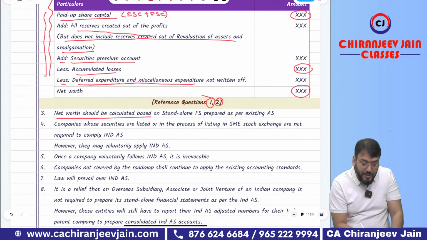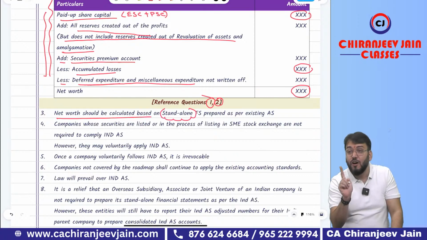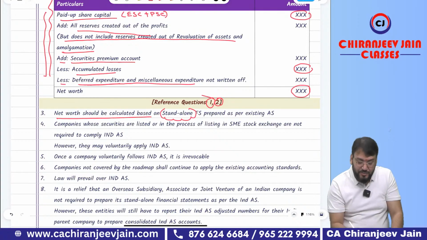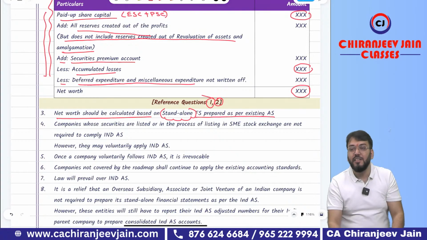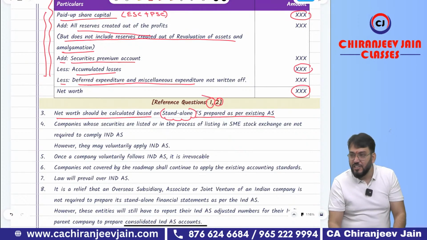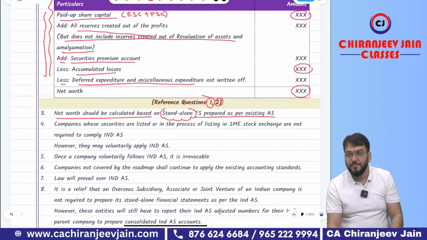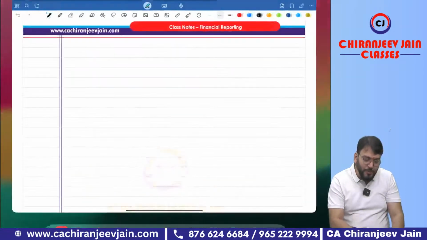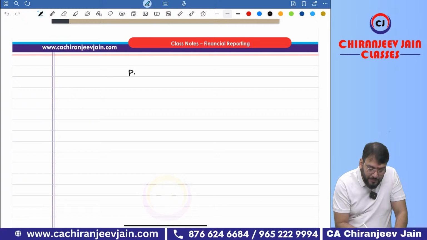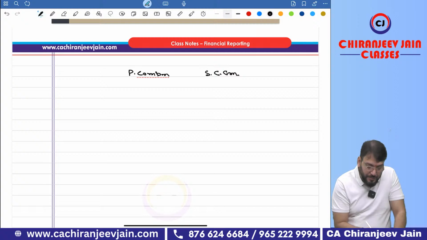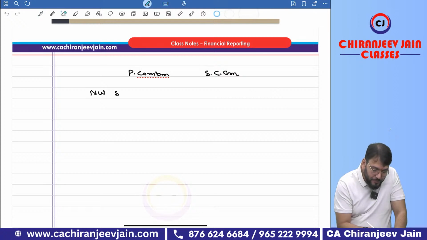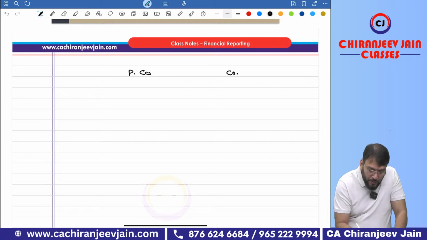The net worth should be calculated based on the standalone financial statement, not the consolidated financial statement. Standalone financial statement as per the existing accounting standard. Got this fine? Correct. It is quite possible in your exam they have given a parent company and a subsidiary company. Just try to understand one example I am creating. The net worth as per their standalone financial statement.